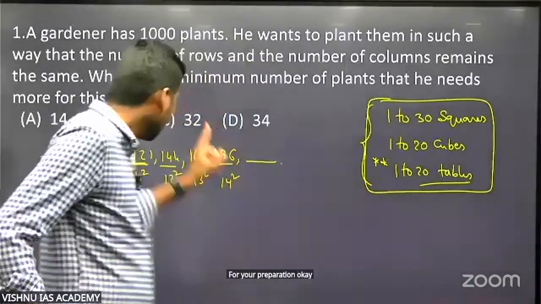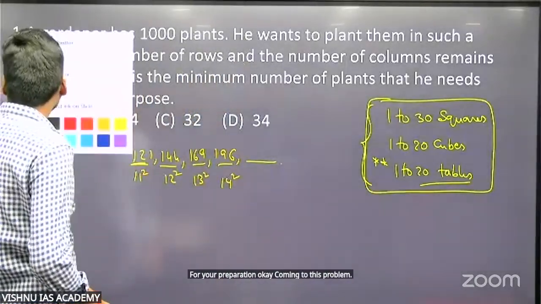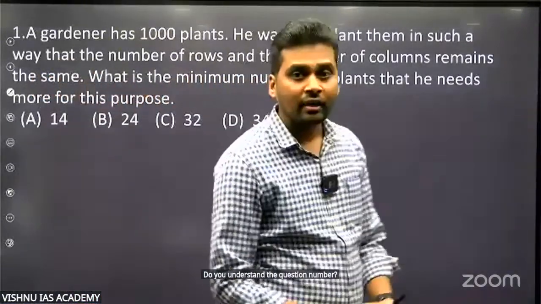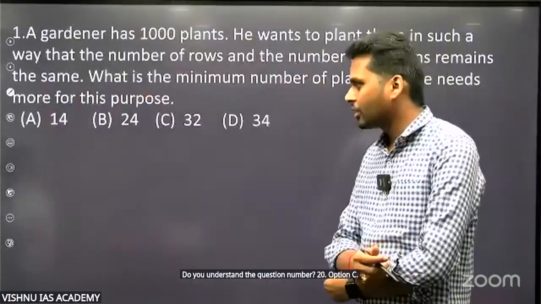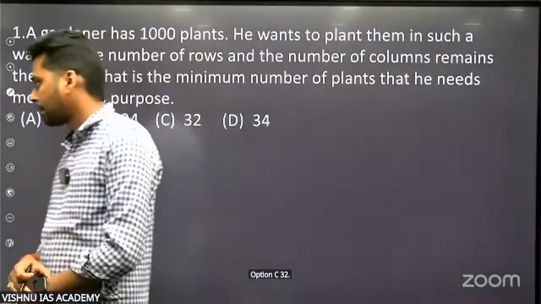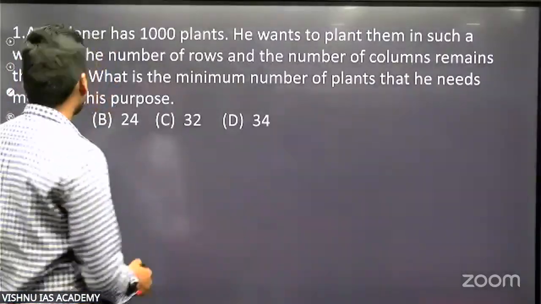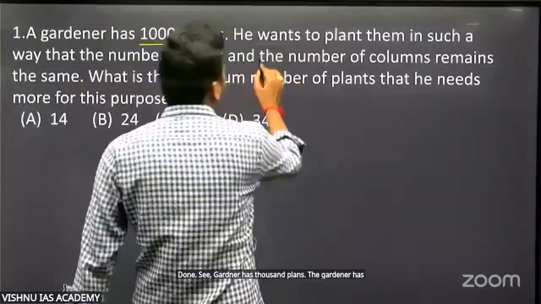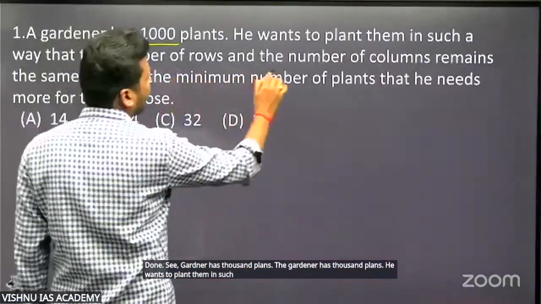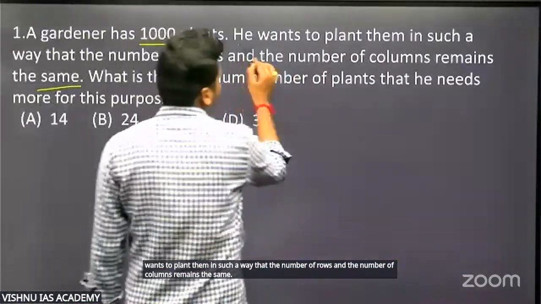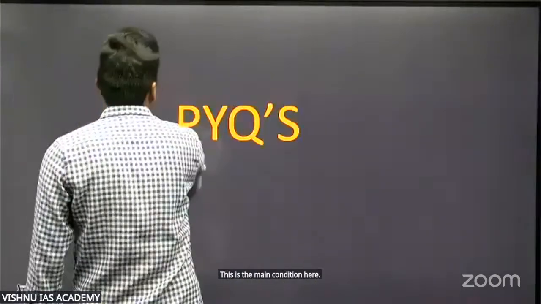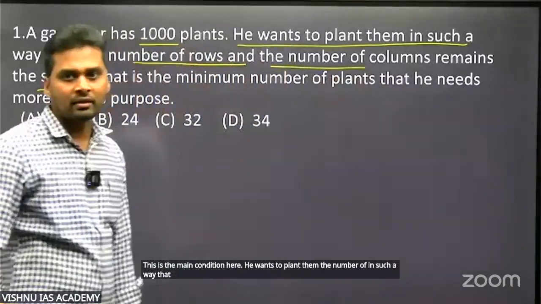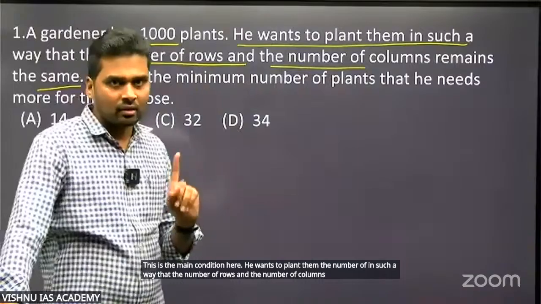Right, coming to this problem. Do you understand question number 20? Option C, 32. See, a gardener has 1,000 plants. He wants to plant them in such a way that the number of rows and the number of columns remain the same. This is the main condition here. You get it?